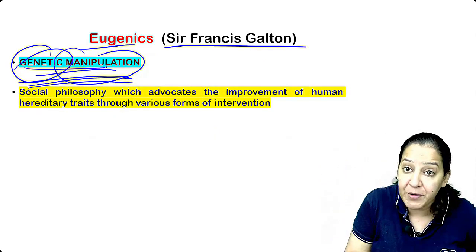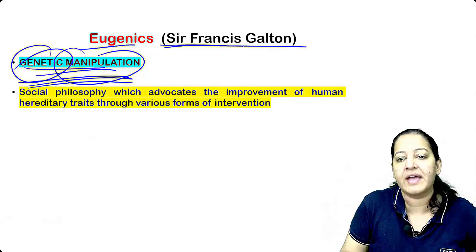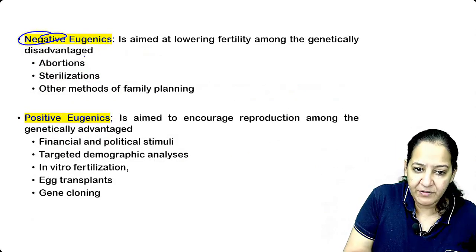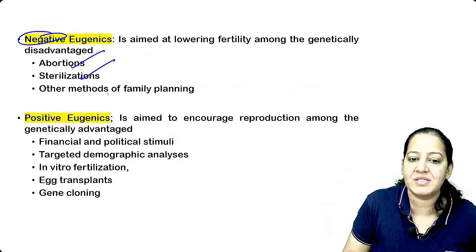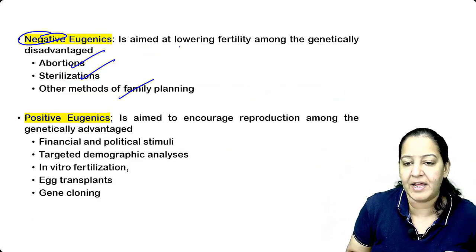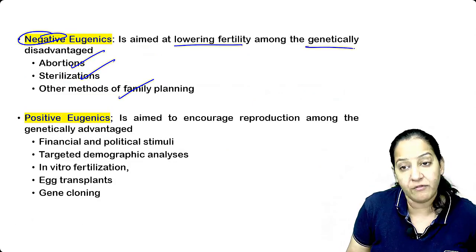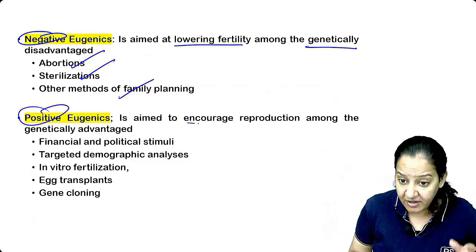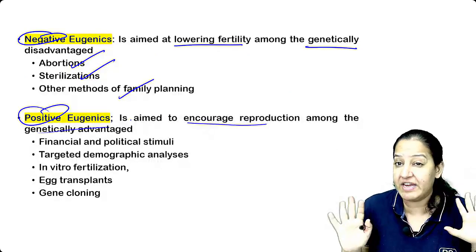Genetic manipulation. We are manipulating the genes. Sir Francis Galton has given this term. Negative eugenics can be done by abortion, sterilization, other methods of family planning, to lower the fertility of the people who are genetically disadvantaged.